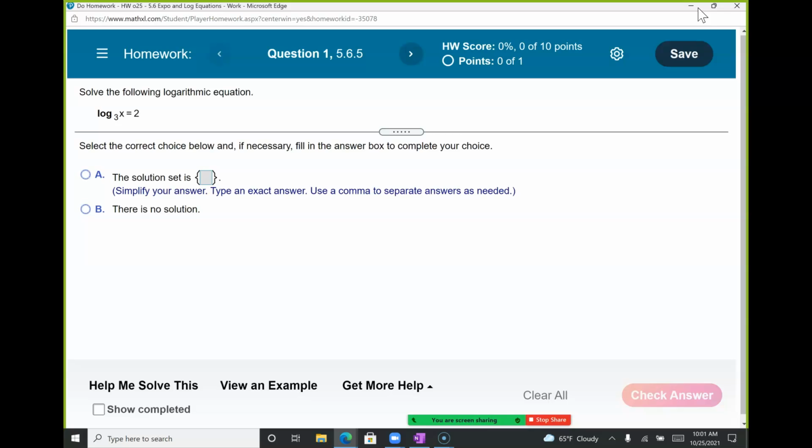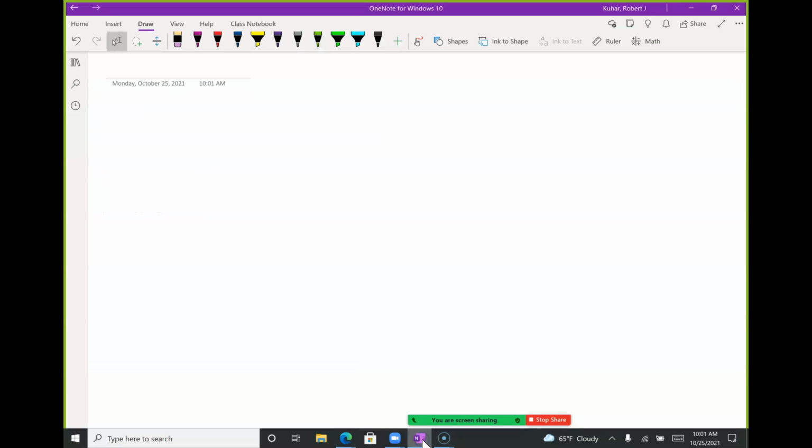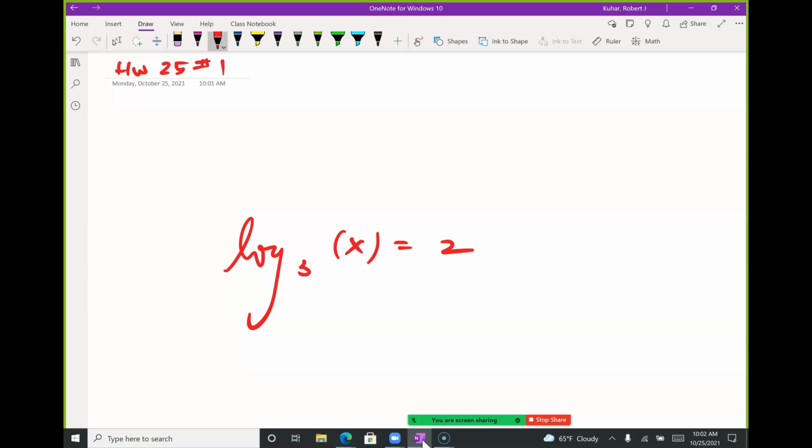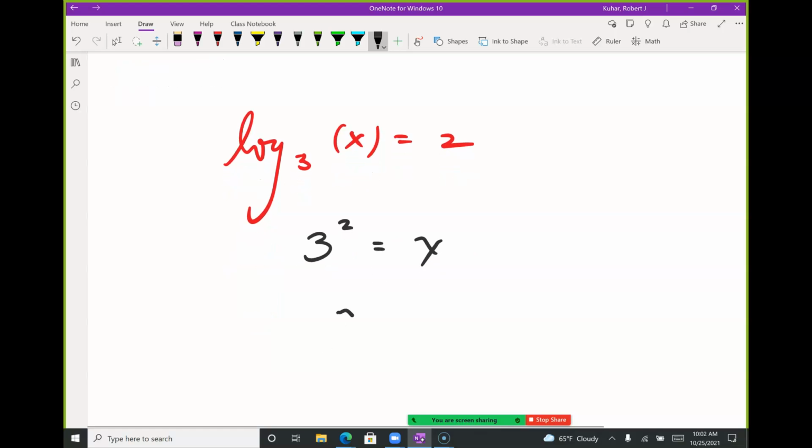Log base 3 of x is 2, right? So this is homework 25, number 1. Log base 3 of x is 2. What do you want to do? Use the first property? Yeah, the translation, right? So 3 to the 2 equals x, so x is 9.